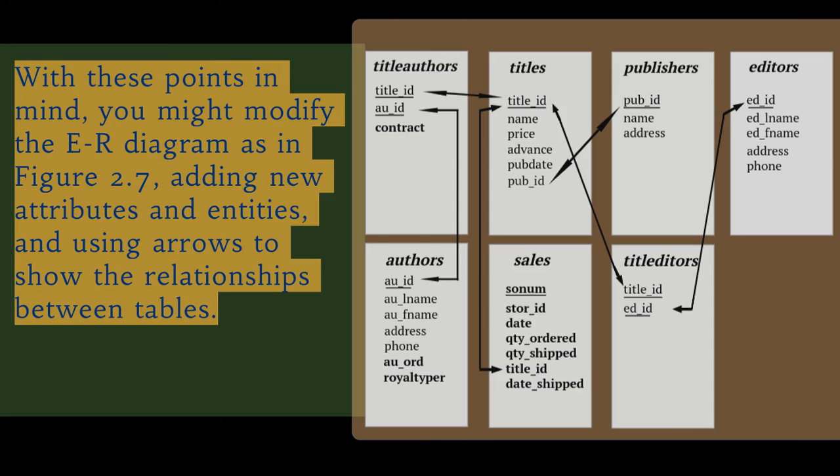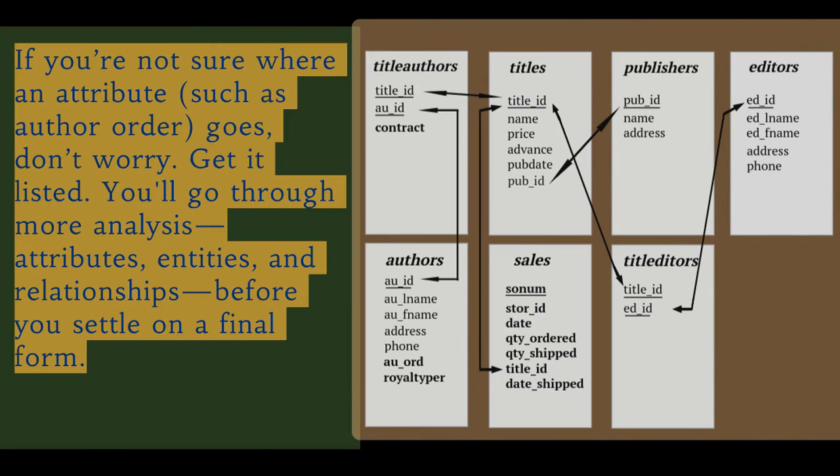With these points in mind, you might modify the ER diagram as in Figure 2.7, adding new attributes and entities and using arrows to show the relationships between tables. If you're not sure where an attribute, such as author order, goes, don't worry. Get it listed. You'll go through more analysis of attributes, entities, and relationships before you settle on a final form.